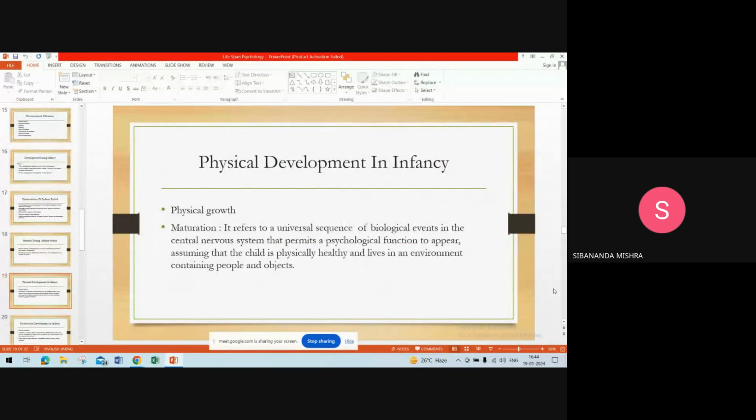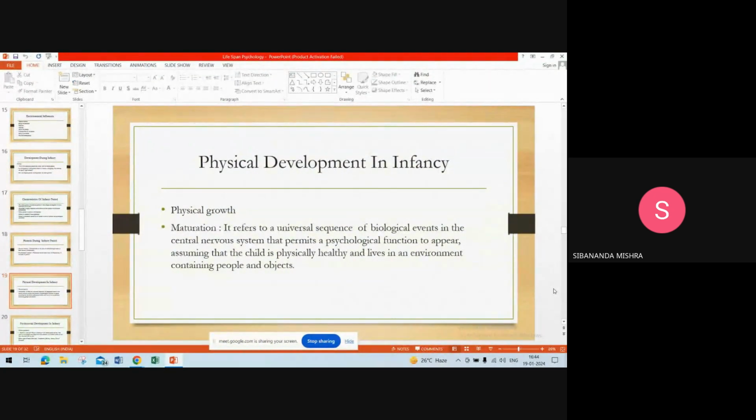Next, physical growth. Physical growth means physical development in infancy. The first year of an infant is characterized by rapid growth physically.